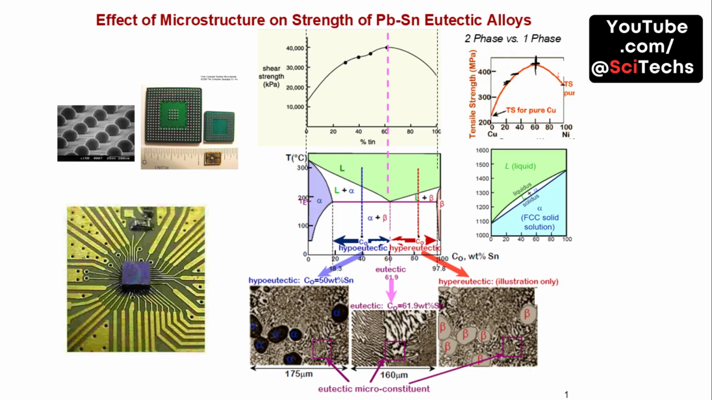The microstructure significantly impacts the strength of Pb-Sn eutectic alloys. Comparing different phases and their mechanical properties helps us understand how microstructure influences material performance.